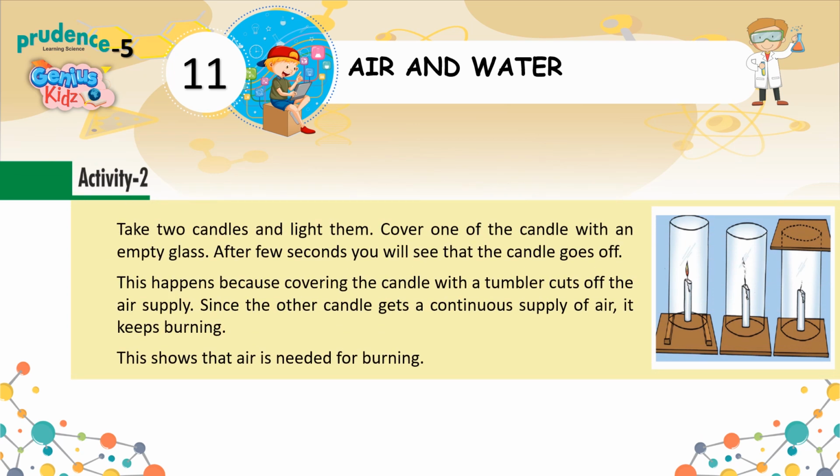Activity 2. Take 2 candles and light them. Cover one of the candles with an empty glass. After a few seconds you will see that the candle goes off. This happens because covering the candle with a tumbler cuts off the air supply. Since the other candle gets a continuous supply of air, it keeps burning. This shows that air is needed for burning.